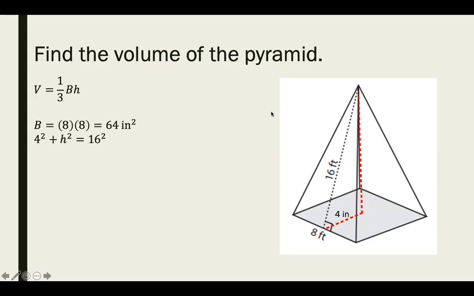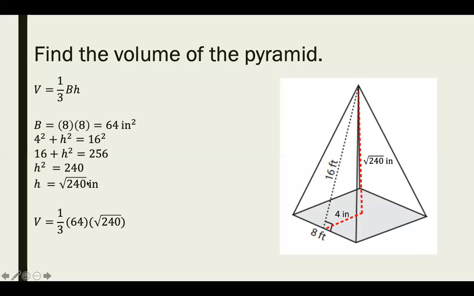So we're going to set up 4 squared plus h squared equals 16 squared. If we solve for h, we end up with h squared equals 240, and we have h is the square root of 240. All right, so that is our height right there. And now we have our base and our height that we can plug into our formula. 1/3 times 64 times the square root of 240, which gives us approximately 330.49 feet to the third power.